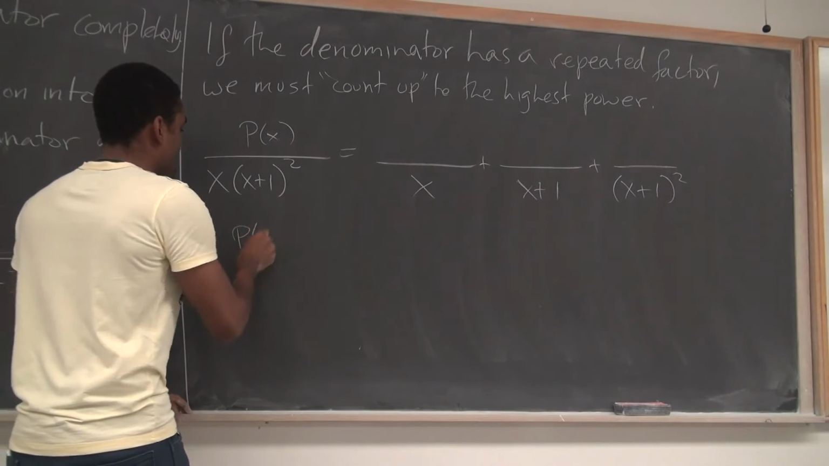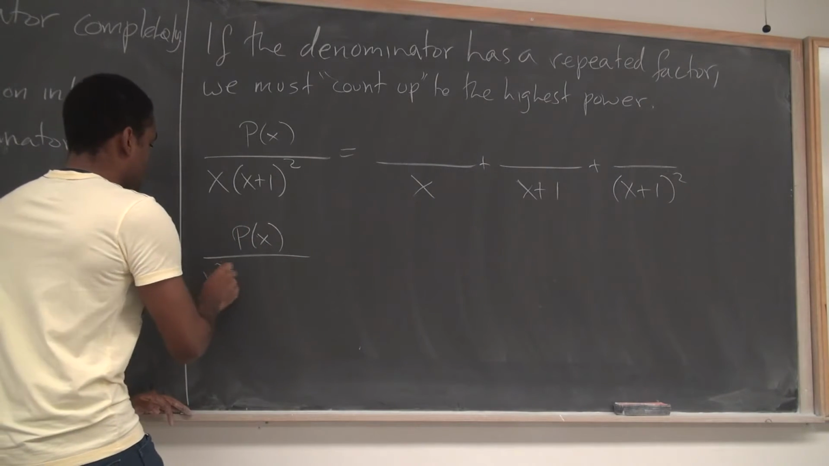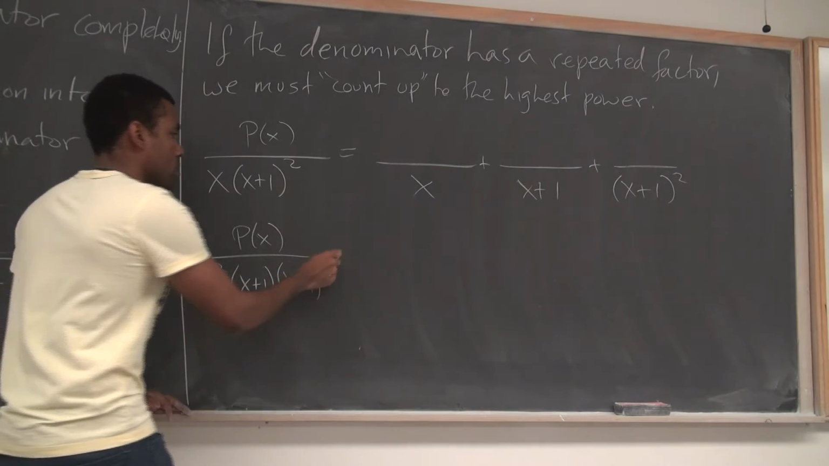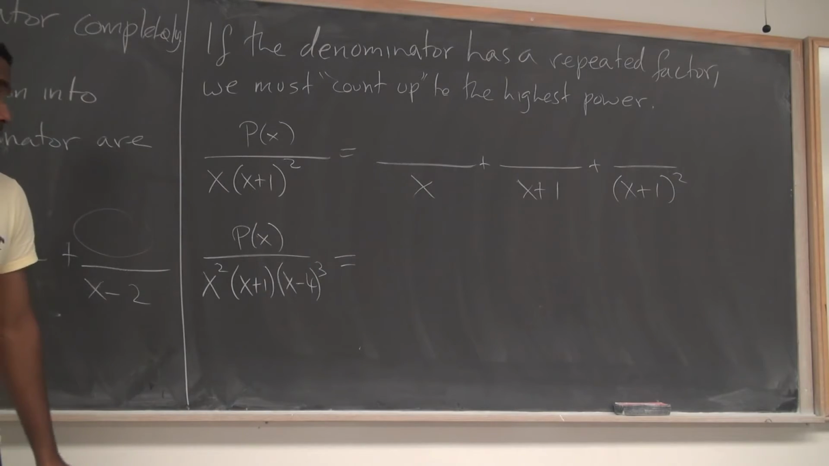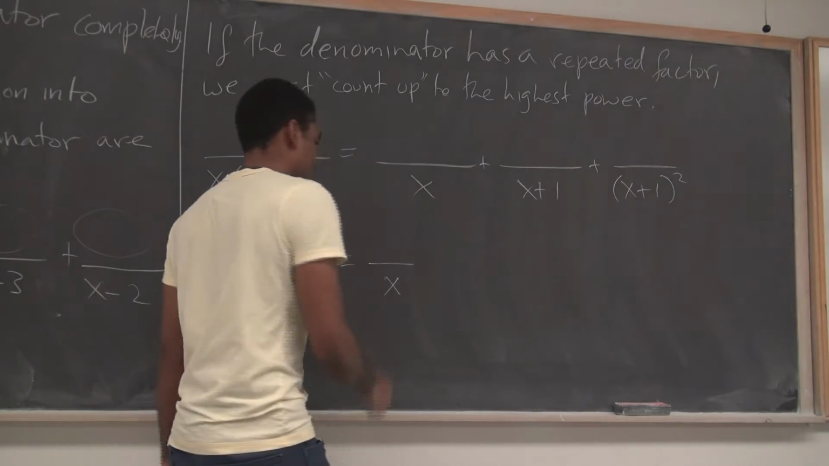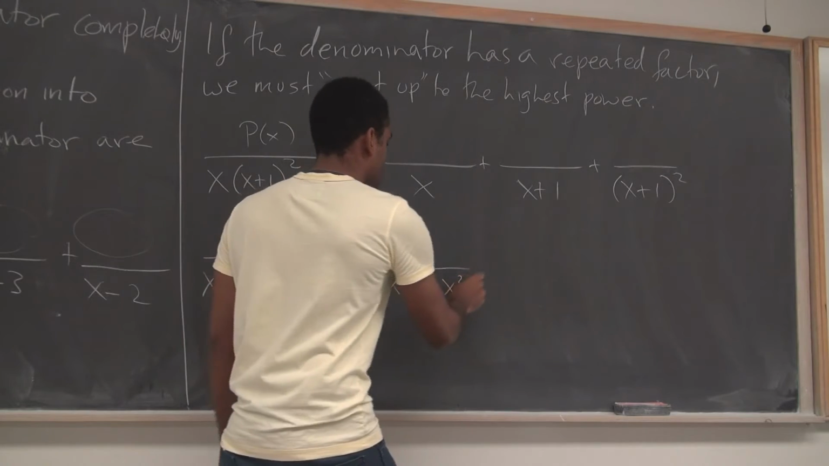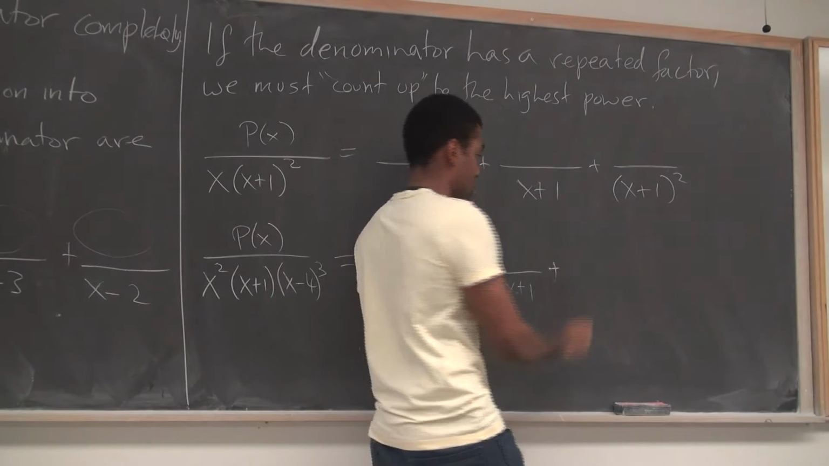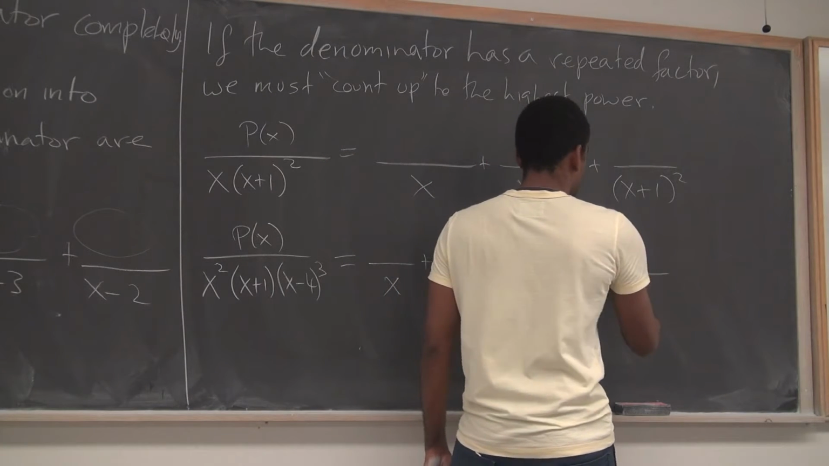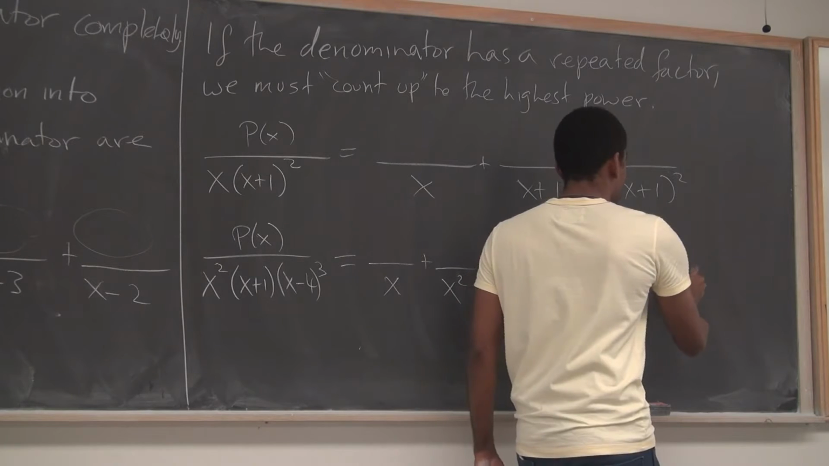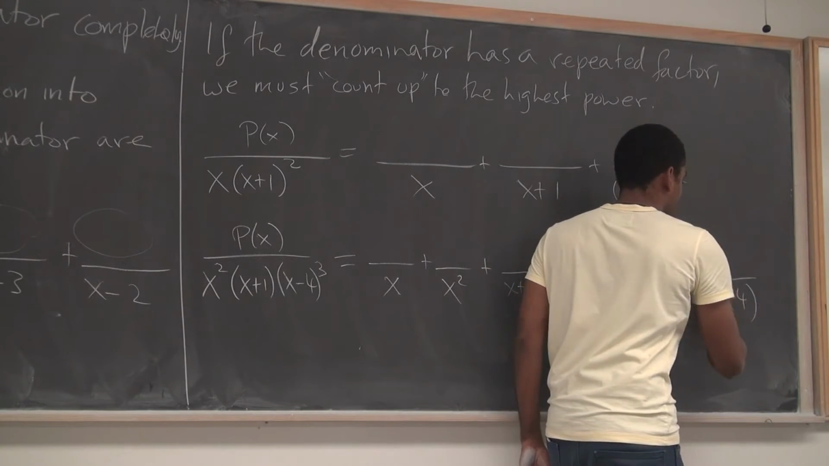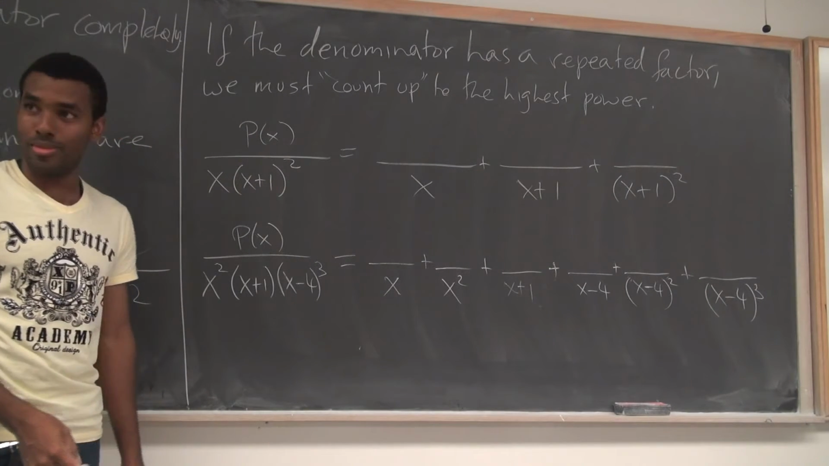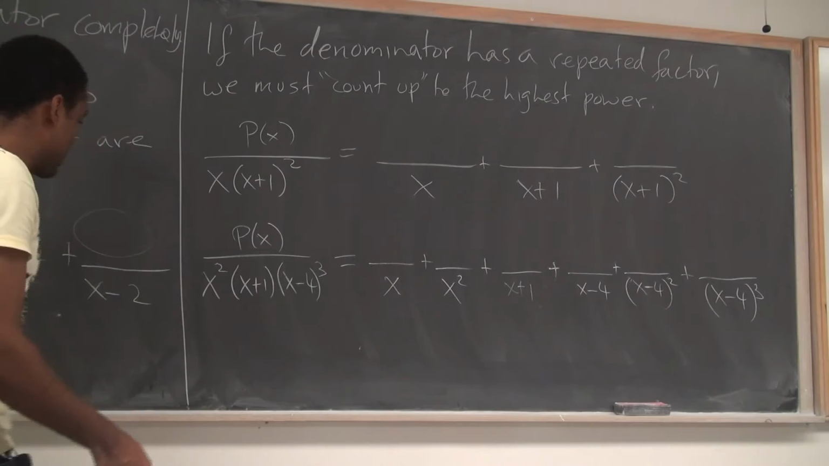Or if I had e to the x over x squared, x plus 1, x minus 4 cubed, how would I break that up? The first denominator is x, the second one? x squared. Third one? x plus 1. Fourth one? x minus 4, x minus 4 squared, x minus 4 cubed. That's how you'd break it up.